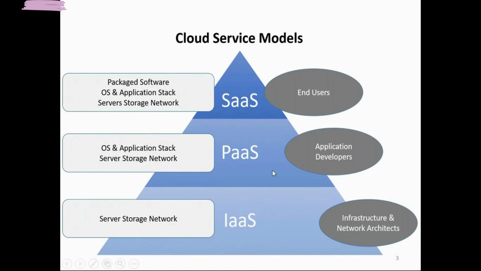Second is the platform. Once you have the server, you want to build an application, you need to have the operating system. What is the operating system that you want to use? You want to build your application either in .NET or in Java, or in which platform do you want to use? That's the platform as a service. There, instead of procuring the operating system, you can utilize the cloud services operating system.